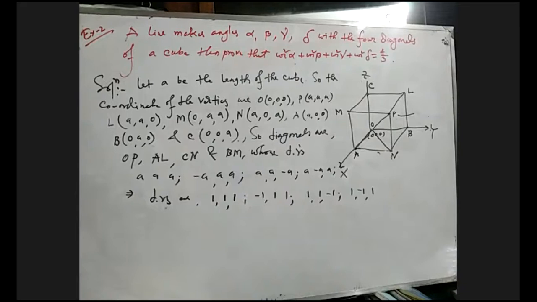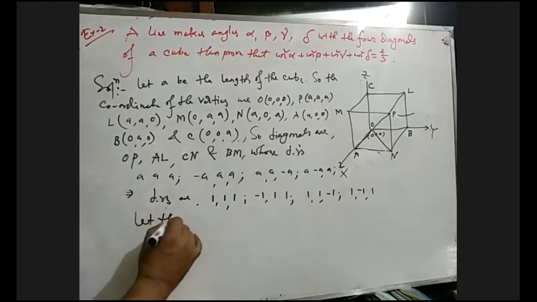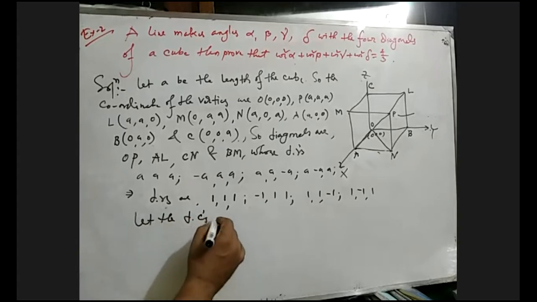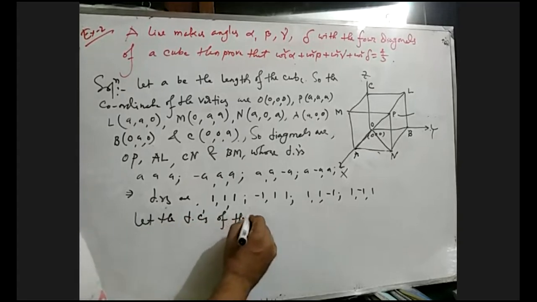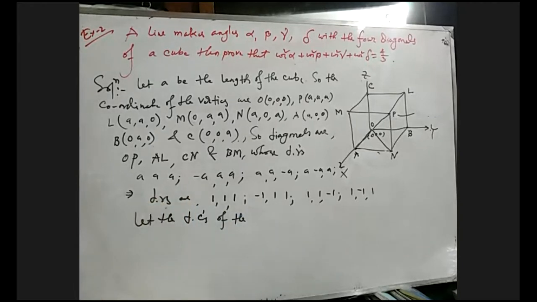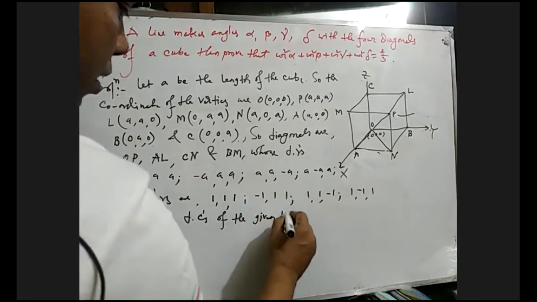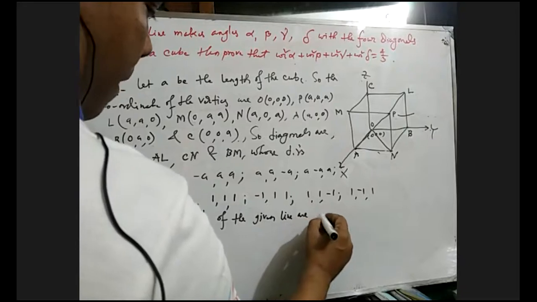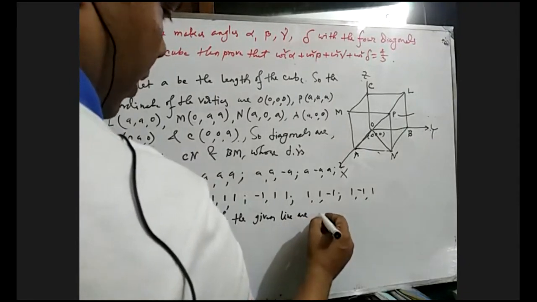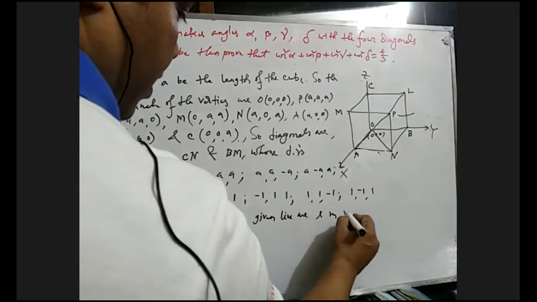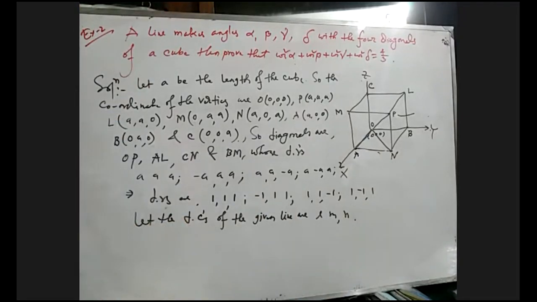Let the direction cosines of the given line OP be l, m, n.